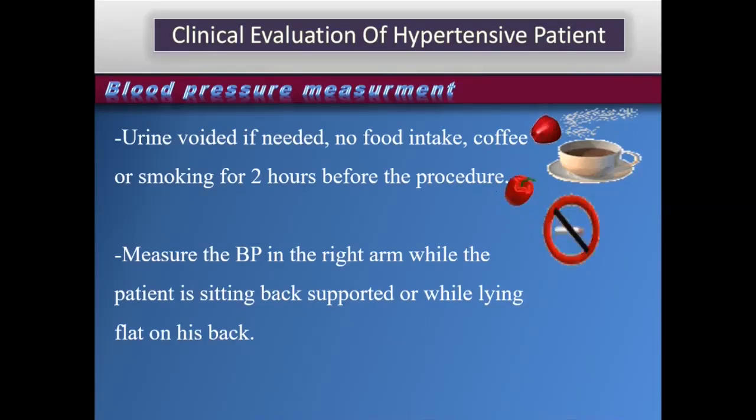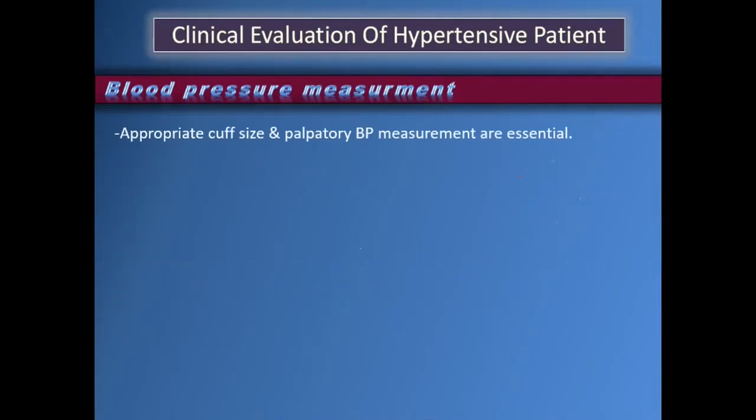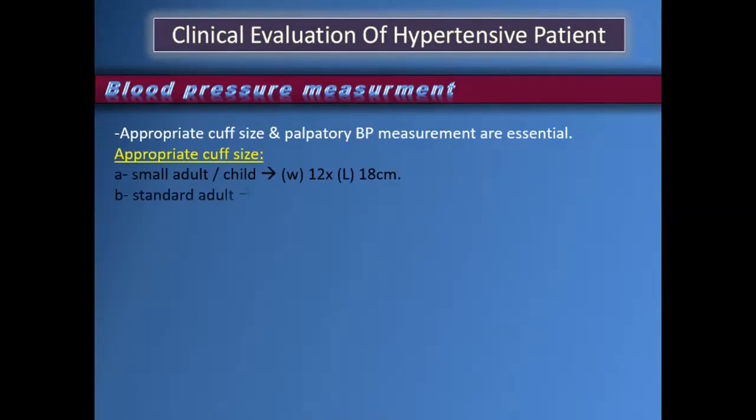Measure the blood pressure in the right arm while the patient is sitting, back supported, or while lying flat on his back. Appropriate cuff size and palpatory blood pressure measurements are essential before the auscultatory method. The appropriate cuff size: one for children, one for the adult, another for obese individuals, and lastly for the measurement of the blood pressure in lower limbs in coarctation of the aorta, a large thigh cuff.